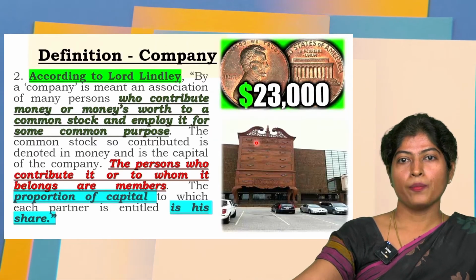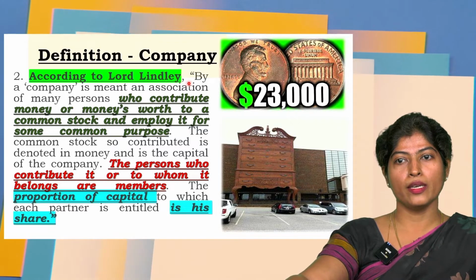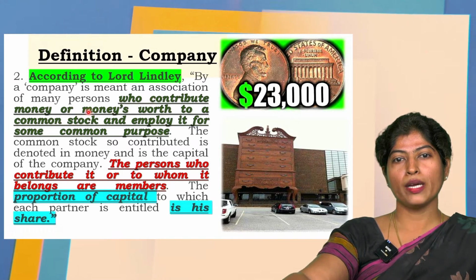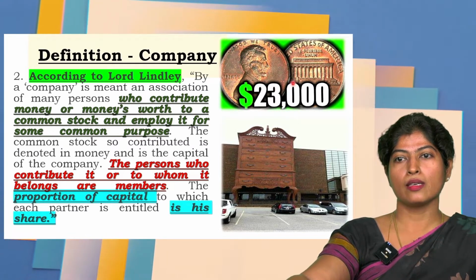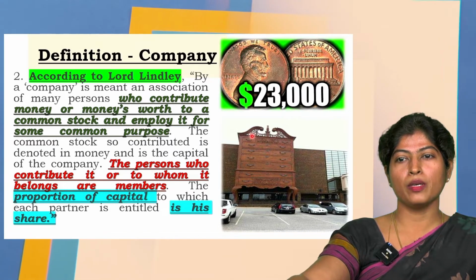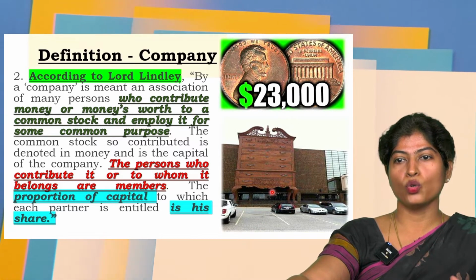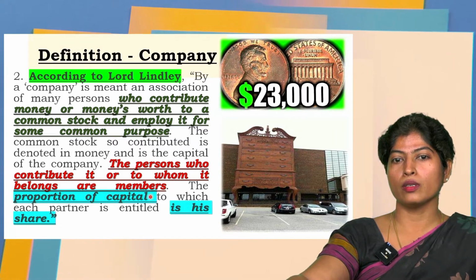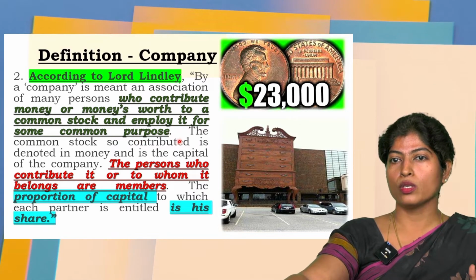The next one is another definition, which everybody learns from the 11th and 12th standard, according to Lord Lindley. By a company is meant an association of many persons who contribute money or money's worth to a common stock and employ it for a common purpose. Here, money is shown on top, and money's worth may be furniture, a building, land, or a vehicle, if you contribute it. The persons who contribute become the members, and they work for the organization to earn a profit. That is the meaning of the whole definition given here.